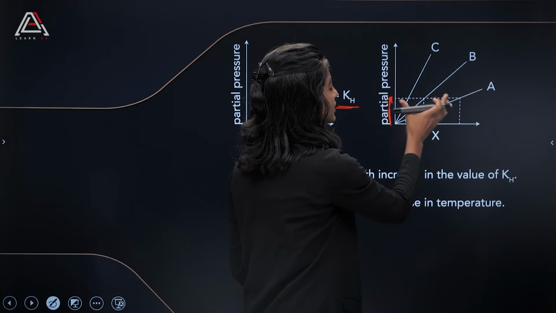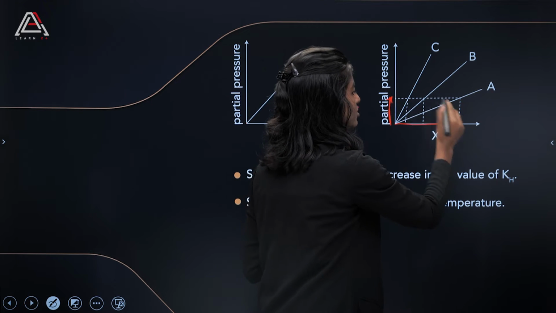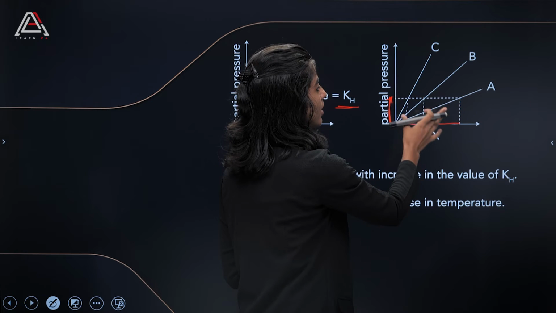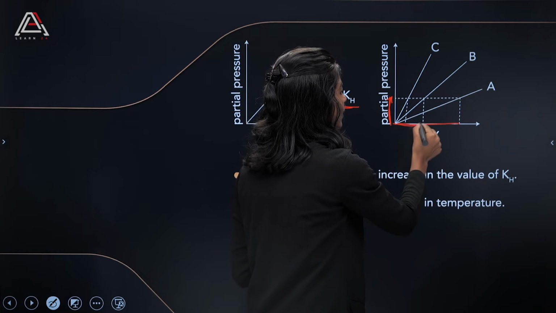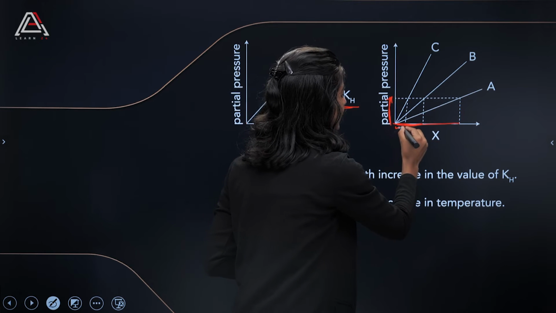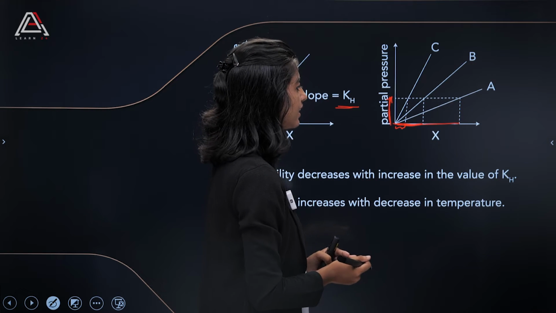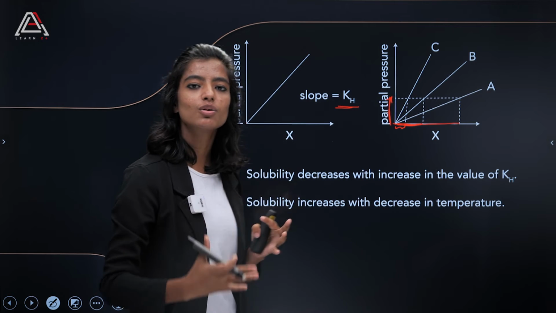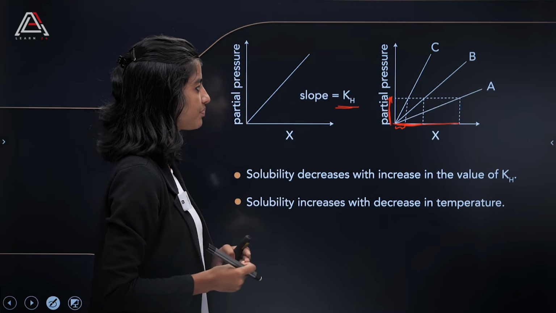And A was soluble this much. A dissolved this much. But B dissolved only this much. And what about C? C only dissolved this much, right? What was the conclusion that I can see to this?